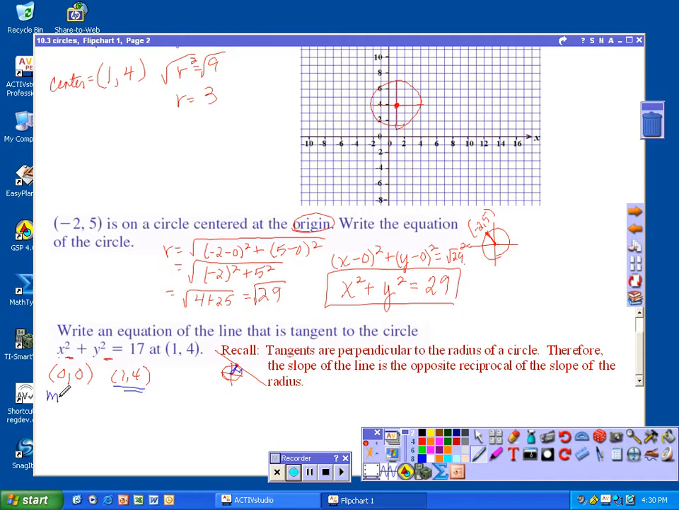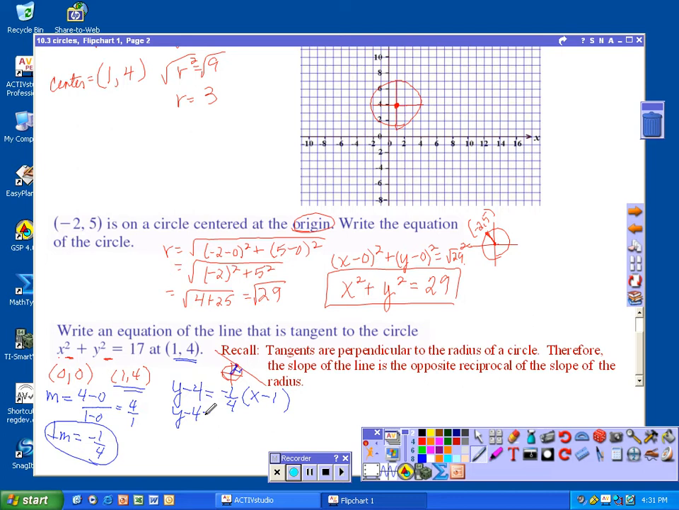So the slope is 4 minus 0, change in y's, over 1 minus 0, change in x's, which is 4 over 1. The perpendicular slope would then be negative 1/4. So my equation of my tangent will be using point-slope. This point (1, 4) was on the tangent with this slope. So it is y minus 4 equals negative 1/4 times (x minus 1).